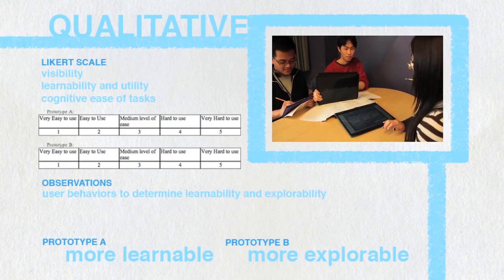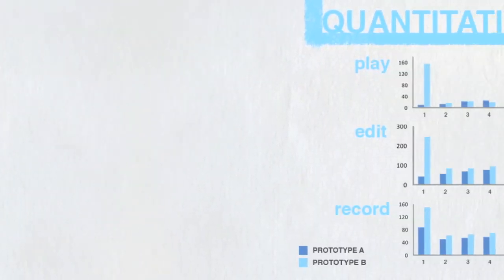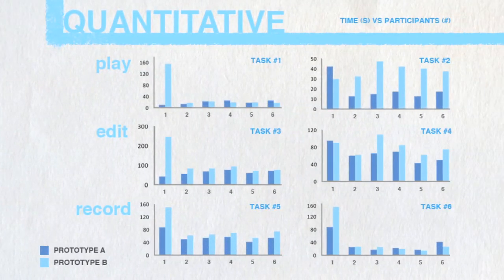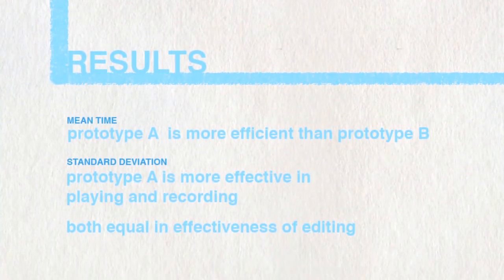features invited investigating them. The quantitative data we collected measured the efficiency and effectiveness of each task, calculating the mean time it took to complete them and the standard deviation. We used the standard deviation to tell us how far the sample users varied from the mean to determine the effectiveness of each task. We found that the mean time for all tasks of A was less than Prototype B, and hence it was more efficient. The standard deviation, however, showed that the effectiveness varied with the task, thus A was more effective in playing and recording, but B was more effective at editing.